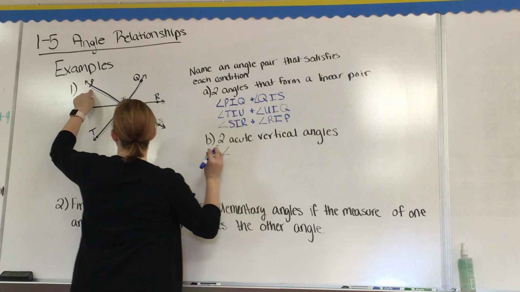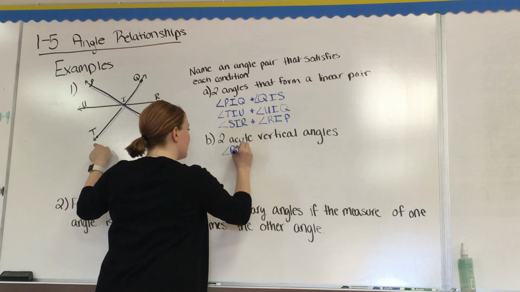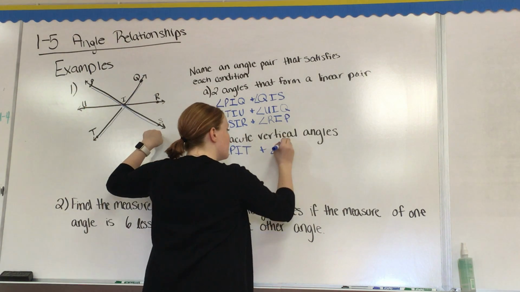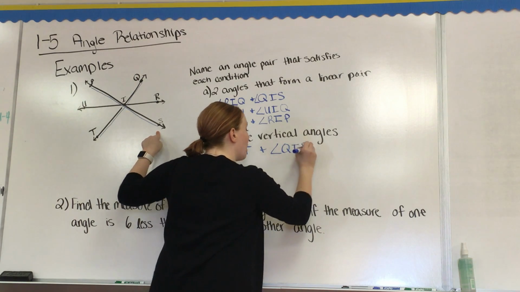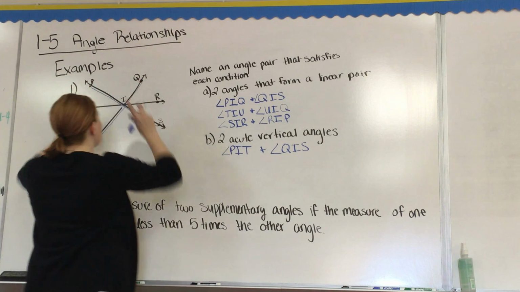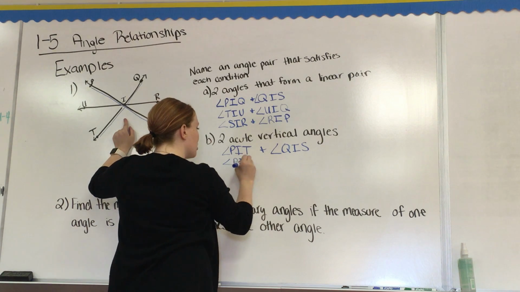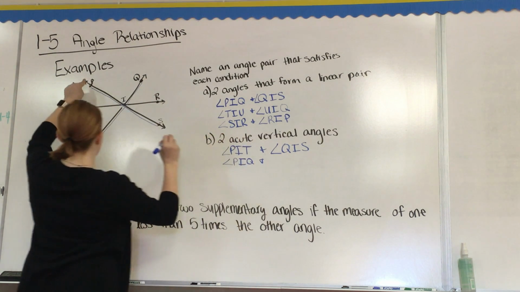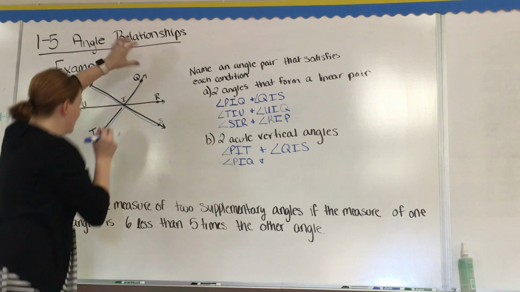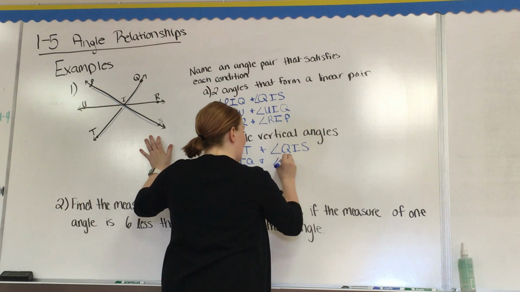So the angle would be PIT and angle QIS. I want them non-adjacent. See how they aren't sharing a side? Another one with this blue one would be angle PIQ, which is up here, that one up there. We want the other one that's not adjacent, so it's going to be the opposite down here. So TI and S, angle TIS.